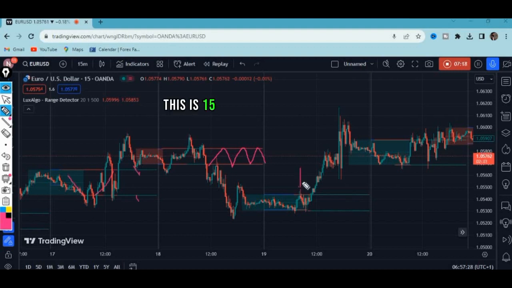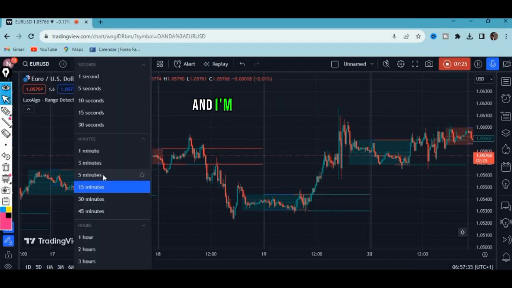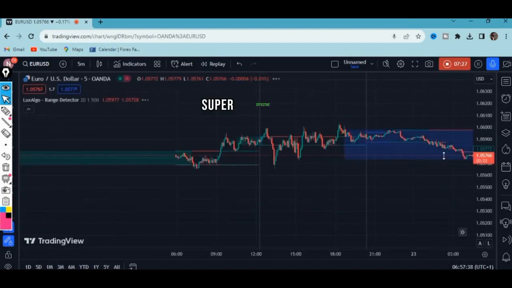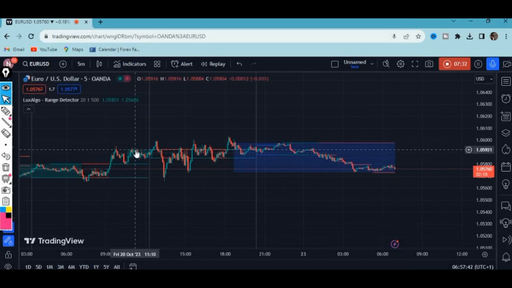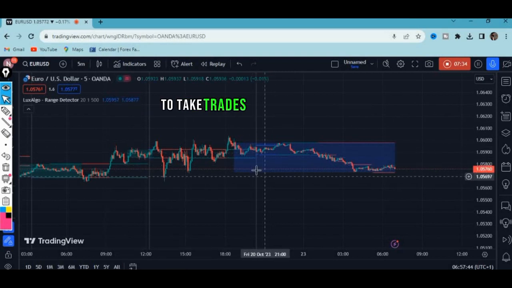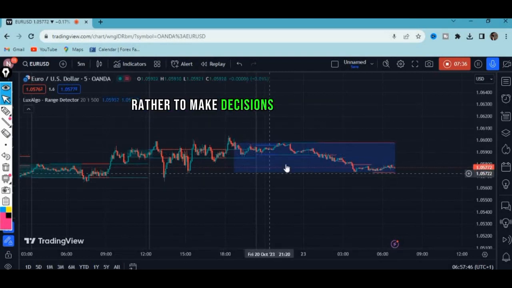So guys, this is the 15 minutes time frame. You can look at this on the 5 minutes time frame and see. And I'm telling you, this indicator is super effective because you can use what happened before, you understand me, to make decisions on the live market.